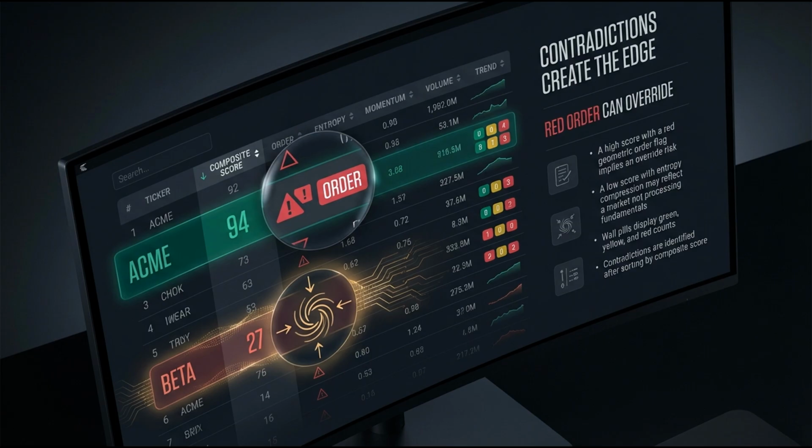Consider the inverse scenario. Okay, let's hear it. You sort the dashboard and find a low composite score, but it is coupled with severe entropy compression. Let us pause and define what entropy compression actually means in this context. It's a concept from information theory. Right. In information theory, Shannon entropy measures how predictably data is moving.